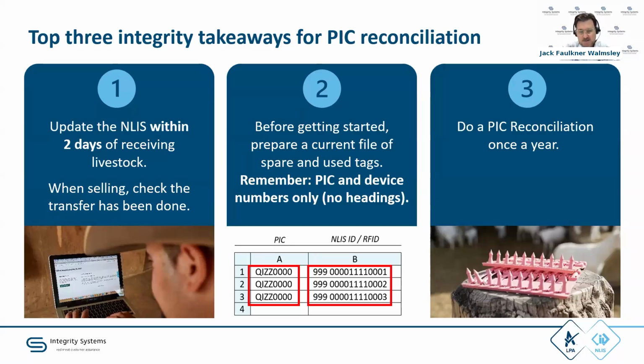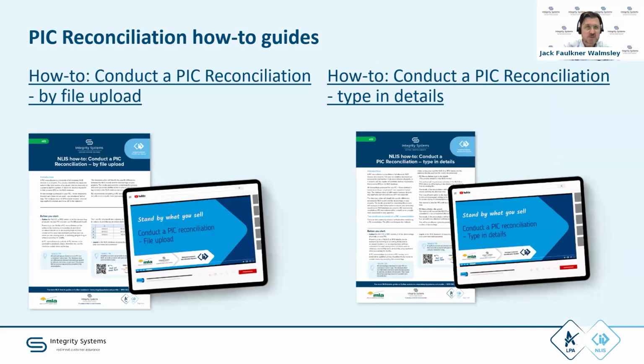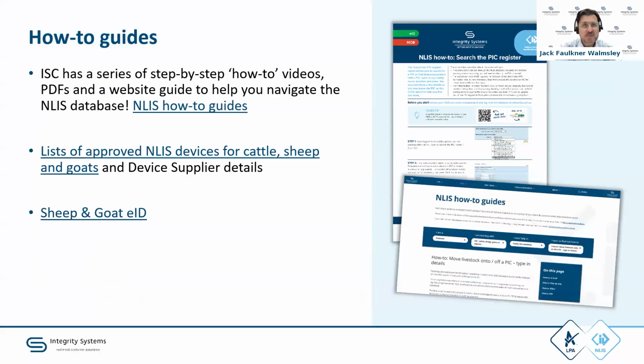So we have a few resources that are available to you that will be included in the pack, but I'll just go through them a little bit here. You can go onto our website. You can find how-to guides for how to conduct a PIC reconciliation by file upload, and another one for how to conduct it by typing in the details. You'll find a range of other resources as well, many how-to guides and videos. There will be lists of approved NLIS devices for cattle, sheep, and goats, and device supply details for those looking for them. And we have specific resources on sheep and goat EID.